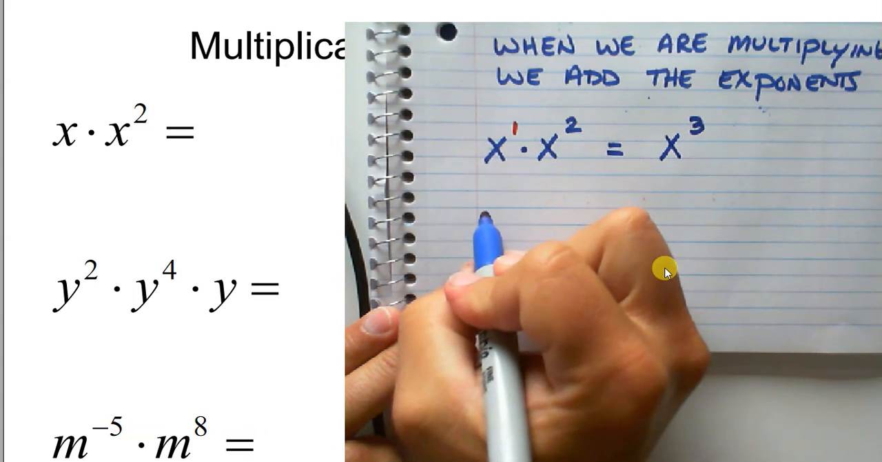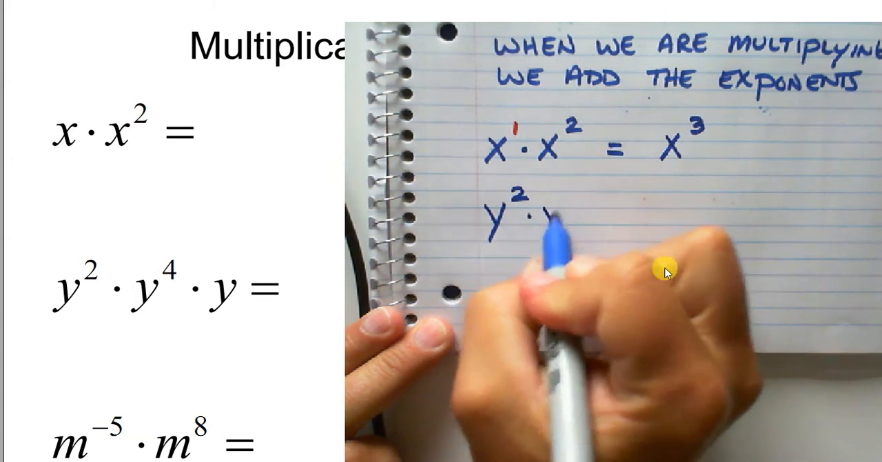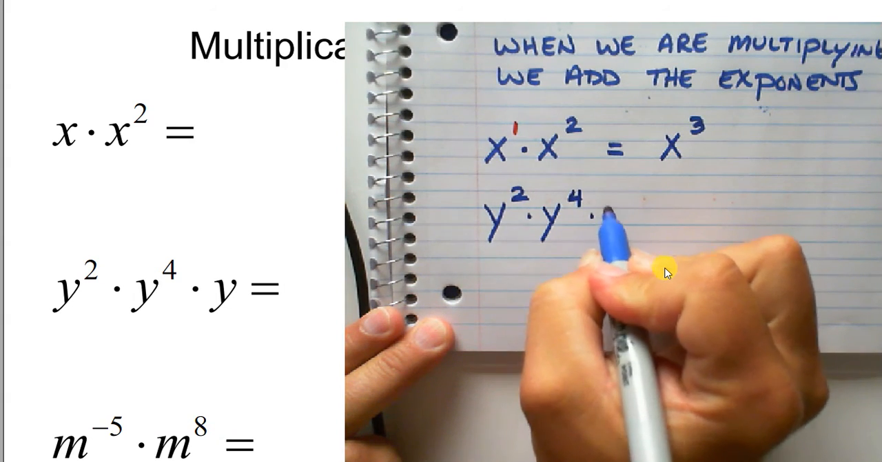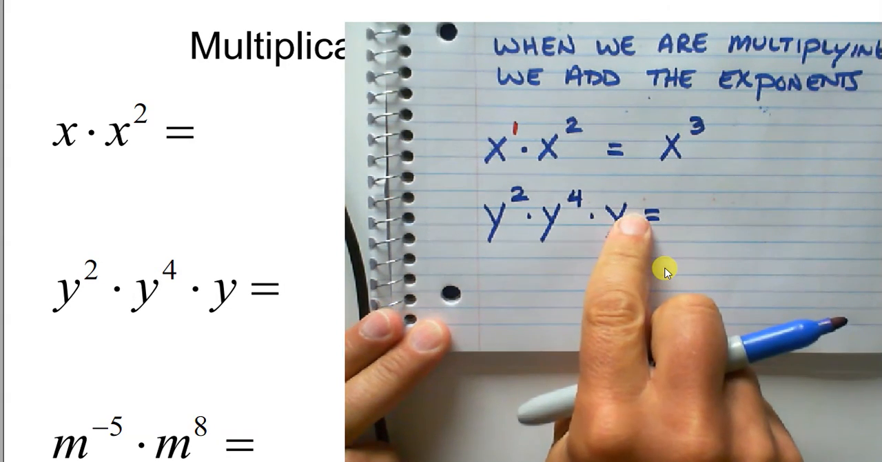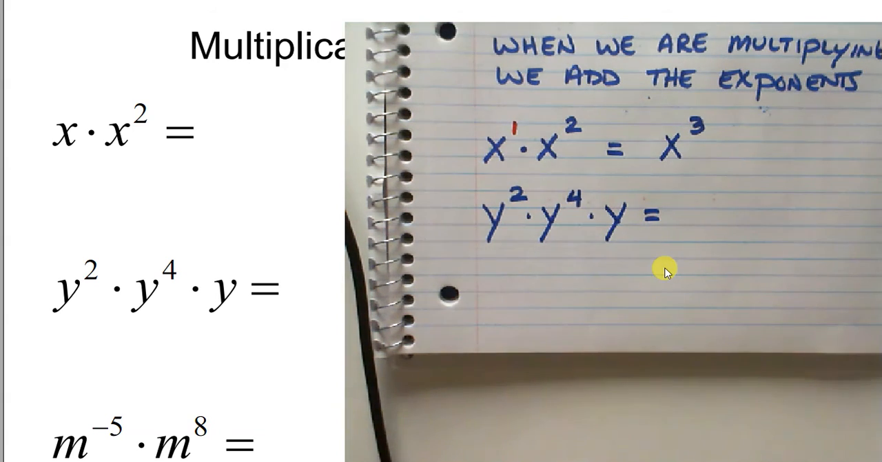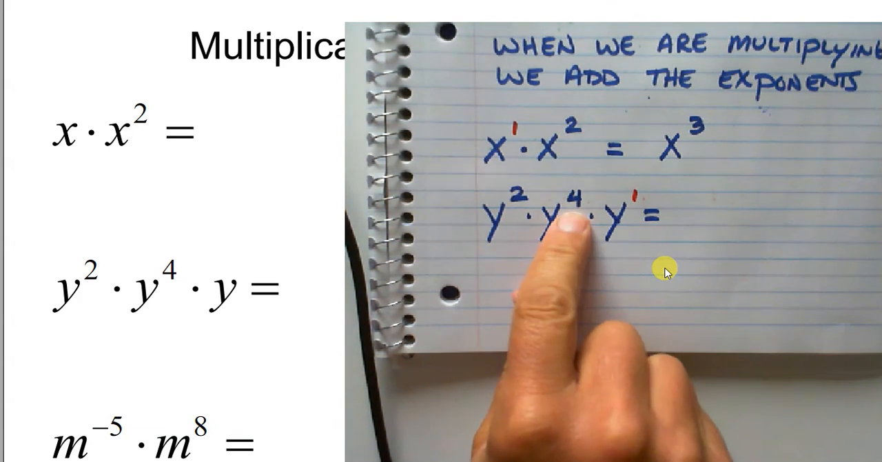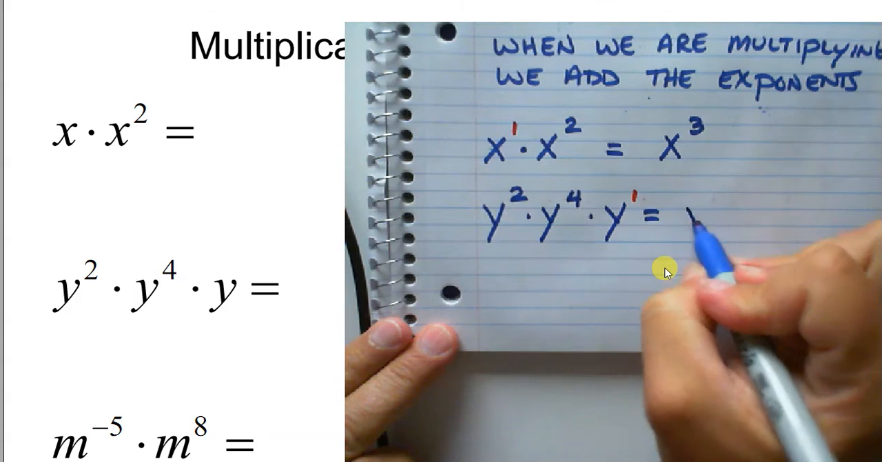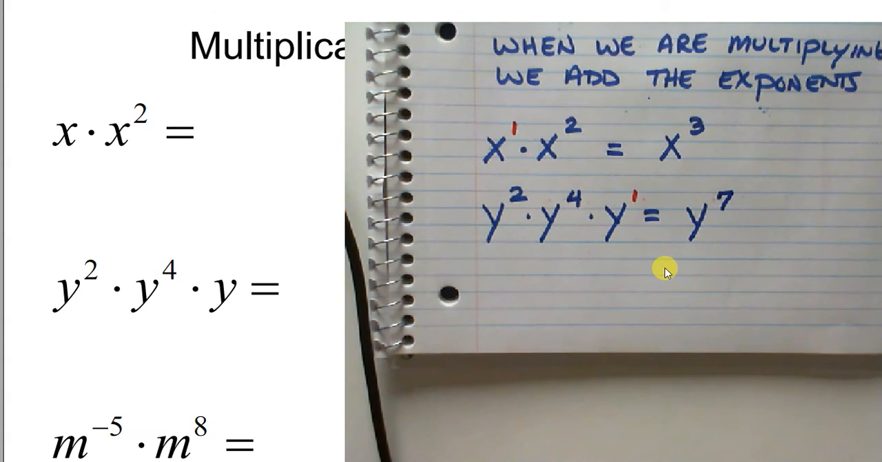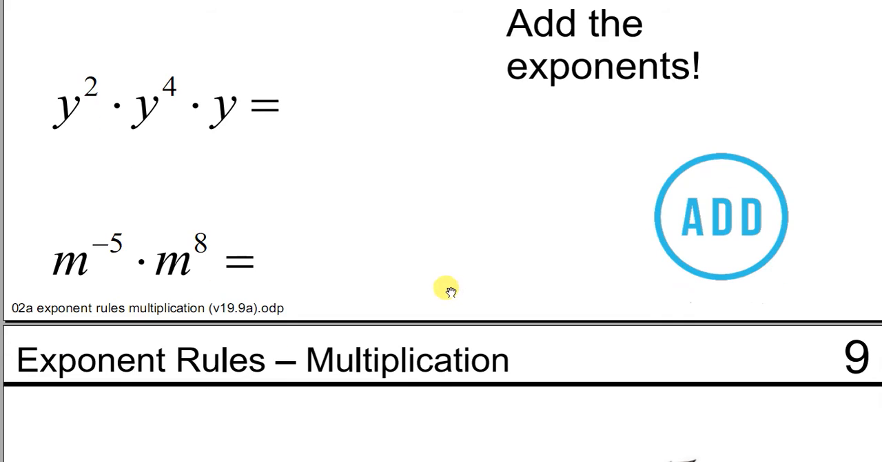How about this one? Y to the second times y to the fourth times y to the, what is this? Y to the first. We don't normally write the first, but we know it's there. So this is 2 plus 4 plus 1, which means it's y to the 7th. And this one right here, ooh, we're not going to freak out with negatives, are we? This would be m to the, let's draw this. What's 8? I add the exponents. 8 plus negative 5 is 3. M to the third.